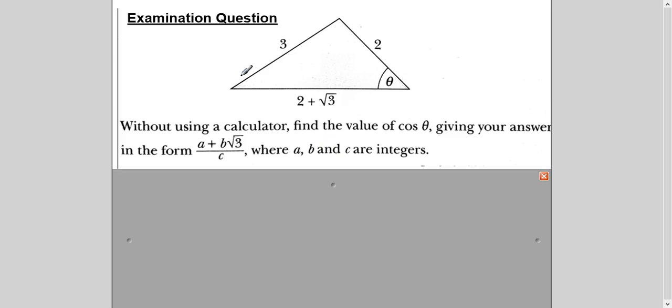Now, two examination questions. You see how it is coming or asked in the exam. A diagram is given, without using a calculator. This is what I was talking about. Without using a calculator, find the value of cos theta and give your answer in this form. Now you see which concept has been merged here.